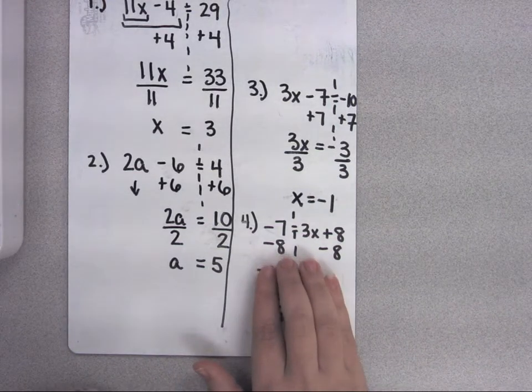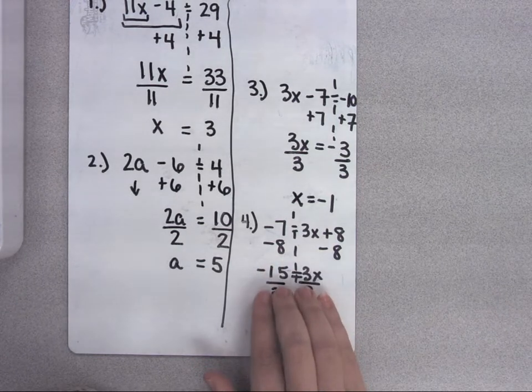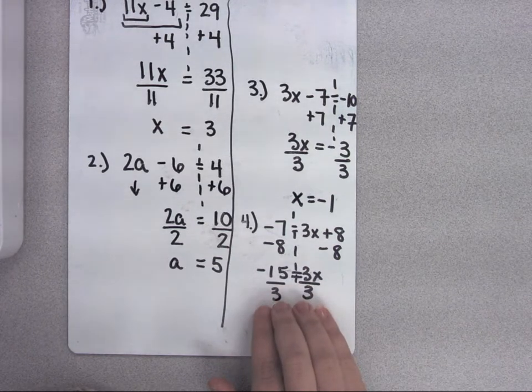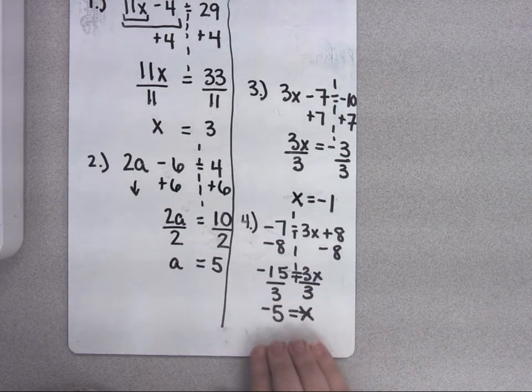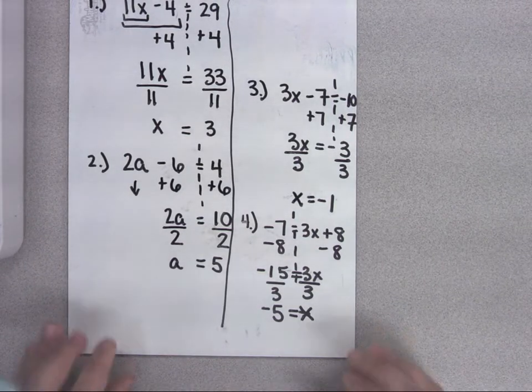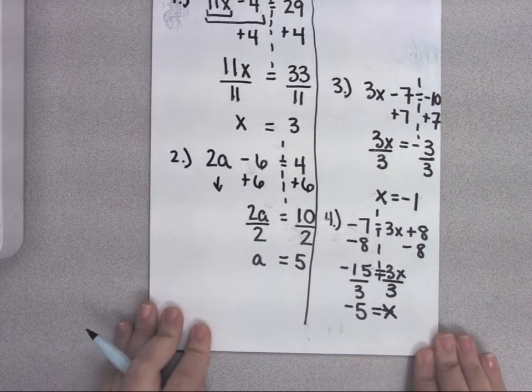Did everyone start with subtracting 8 from both sides? And you got negative 15? Okay, that was the first problem. Then you divided by 3. What'd you get, Caleb? x equals -5. Well, last time you forgot the 7, so that's an improvement.